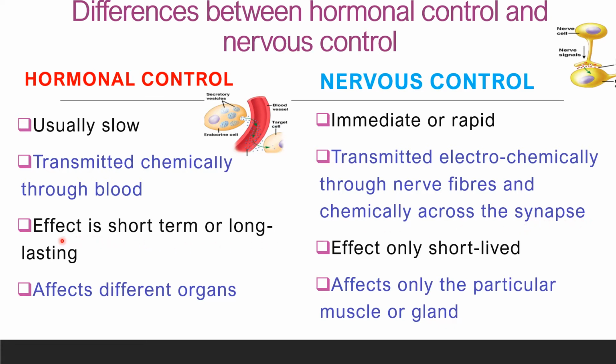The next point: under hormonal control, the effect is short term or long lasting. Sometimes it is long lasting; it depends. But in the case of nervous control, the effect is only short lived. Reflex action is a sudden, immediate action, right? It is short lived. The next point: hormones affect different organs, but nervous control affects only the particular muscle or gland.